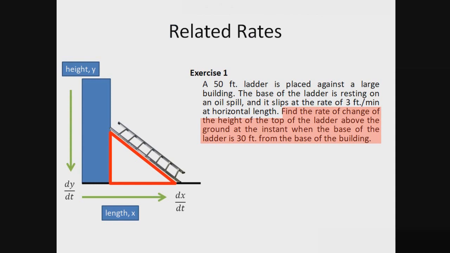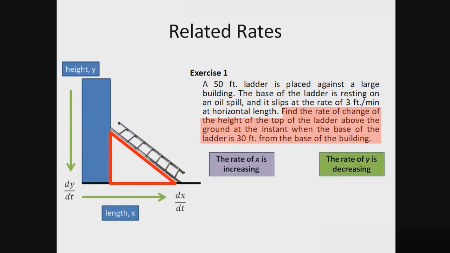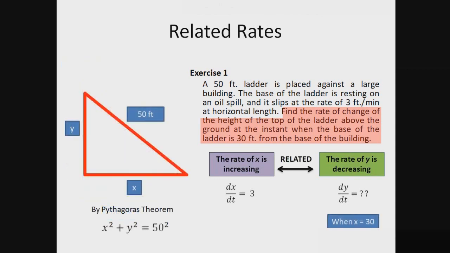So the variables that are related are x and y. x is the horizontal length and y is the height. As the ladder falls to the ground, we can see that y is decreasing as x is increasing at a constant rate. Based on the information given, we know that dx over dt is equal to 3. And now we are trying to find dy over dt at the moment when x is equal to 30.